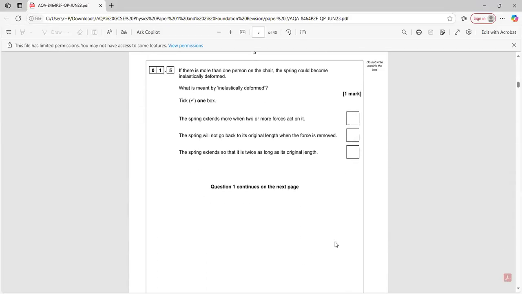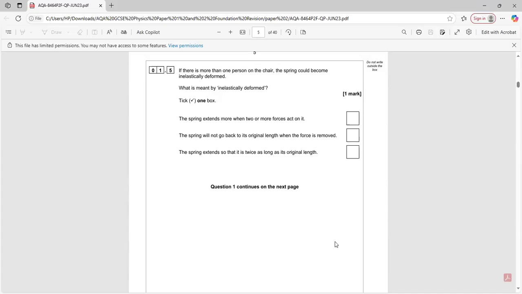Remember, potential energy is energy by virtue of position. In this case, when the spring stretches, it has a particular energy that is stored inside it. That is the elastic potential energy. Okay, so we're moving on.